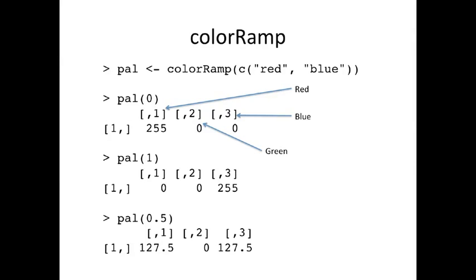When I say pal of 1 down here, you see I've got 0 for red, 0 for green, and the maximum 255 for blue. So this just gives me the color blue, the other end of my color palette. So what if I do something in between, like pal of 0.5? This should give me a color that's in the middle of red and blue. It's going to give me 127.5 for red, 0 for green, and 127.5 for blue. So it's half red, half blue, whatever that color happens to be. Notice that there's no green in any of these calls because when you interpolate between red and blue, you don't encounter green along the way.